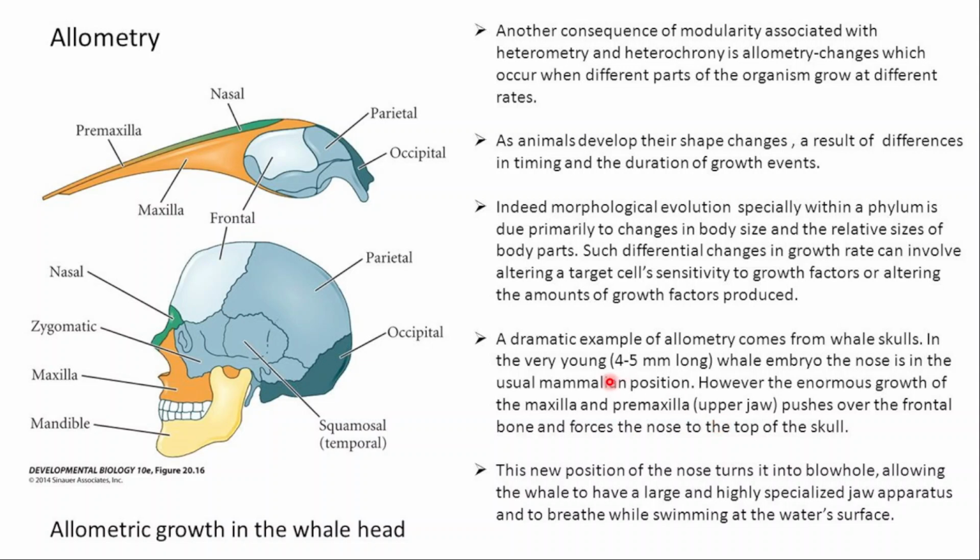They share a similar structure, but due to elongation of the maxilla, now the nasal pore or the blowhole is situated on the top of the head of the whale, so that it can surface over the water and then breathe. This new position of the nose turns into a blowhole, allowing the whale to have a large, highly specialized jaw apparatus to breathe while swimming at the water surface. So this is a clear example of allometry. Let us speak of another.